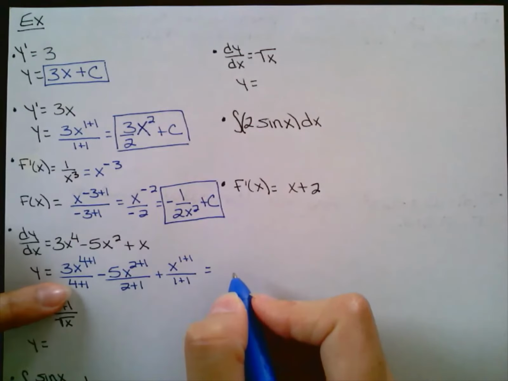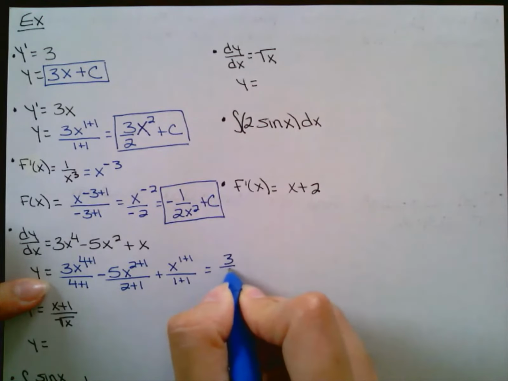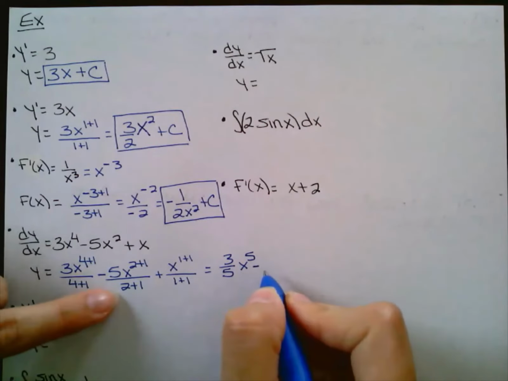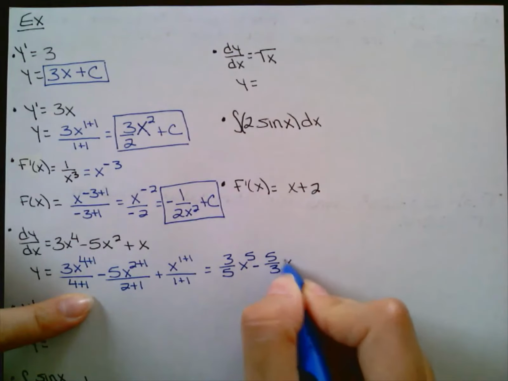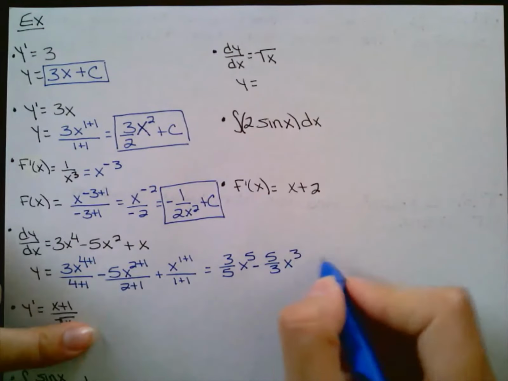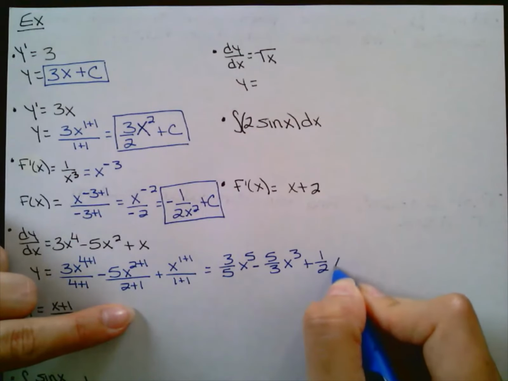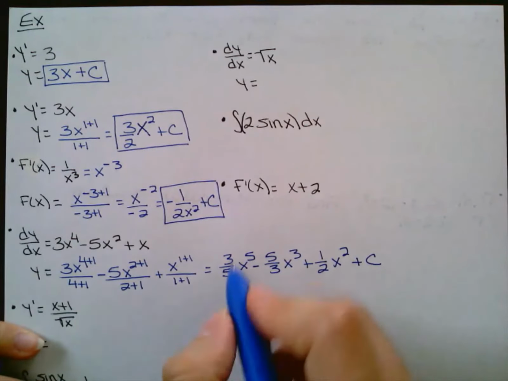Okay, so 4 plus 1 is 5, so I'm going to have 3 over 5 x to the 5th minus 2 plus 1 is 3, so I'm going to have 5 over 3 x to the 3rd plus 1 plus 1 is 2, so I'm going to have half x squared, and don't forget your plus c.